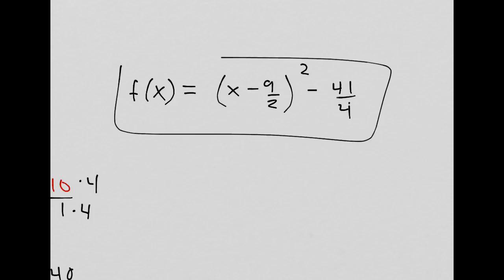It's a little bit weird. If we were to graph this, now we actually can. Does this mean move to the right or to the left? To the right. What's 9 over 2? It's 4.5. So that means move to the right 4.5, and then move down 10.25.